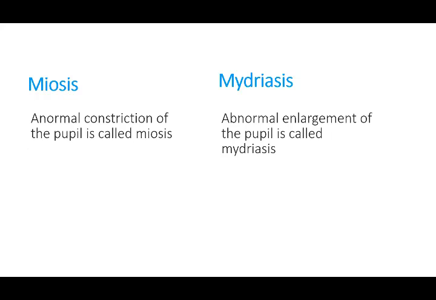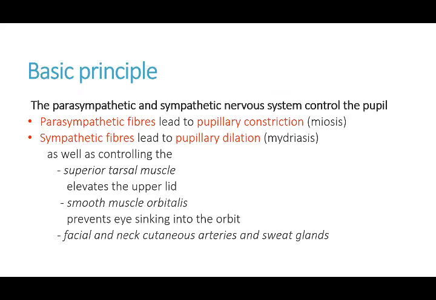Now, the pupil has two positions. One is called miosis and the other is called mydriasis. So miosis is abnormal constriction of the pupil. This can be due to strong light, pharmacological elements, or some disease. And then there is mydriasis, which is abnormal enlargement of the pupil. This is also pharmacological, or when we are in the dark.